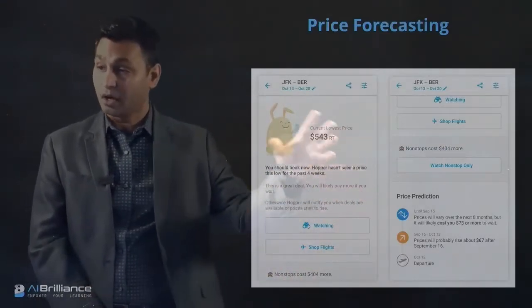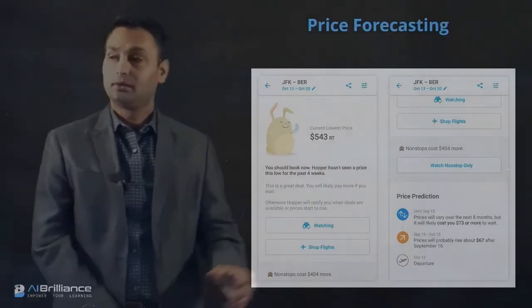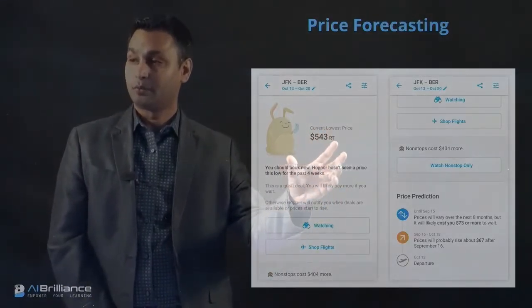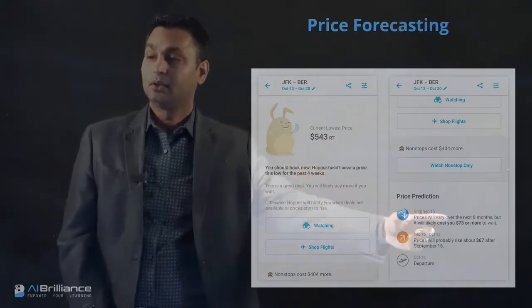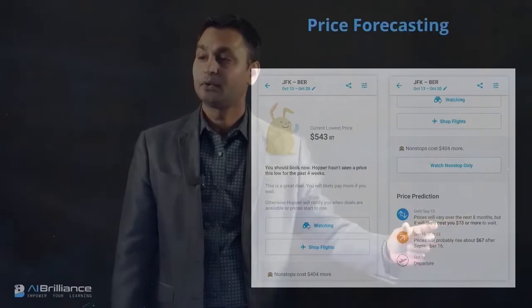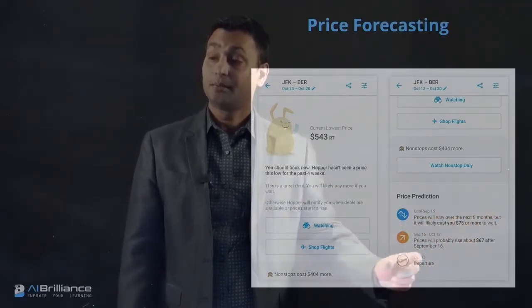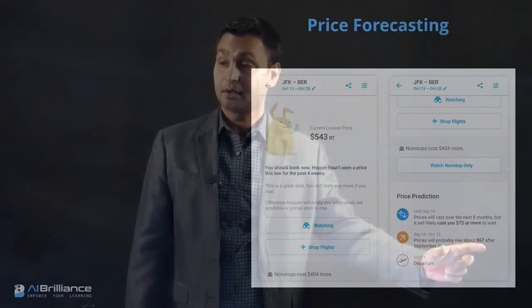Here is another website which does exactly the same thing. This is known as Hopper. Hopper is another web app where they predict the current low price, and then they also give you a price prediction that over 8 months it will cost you $73 more to wait. The probable prices will rise $60 after 6 months.